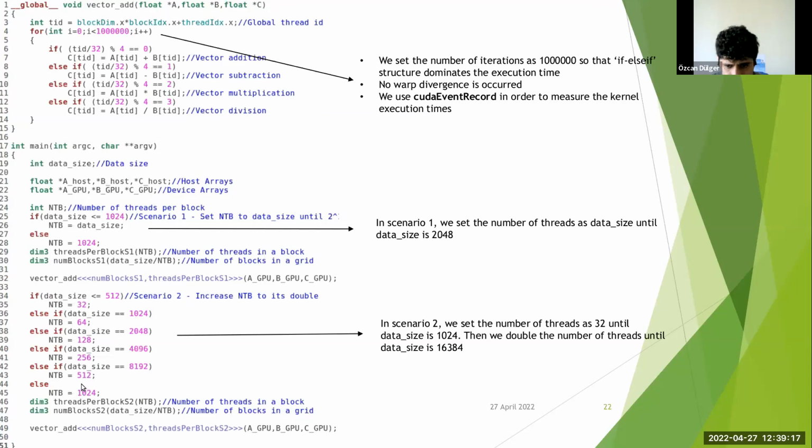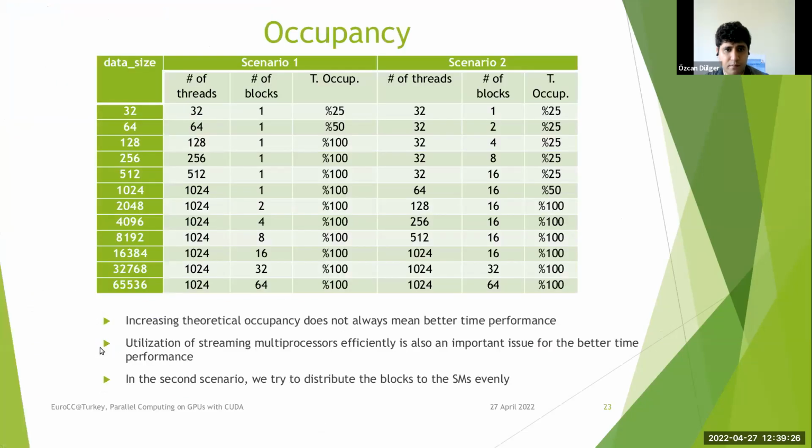Up to 2^14, then the number of threads will be constant because of the upper limit. Here is the picture of the scenario. This column is the number of threads in a block, and this is the number of blocks in a grid. This is theoretical occupancy for the second scenario.